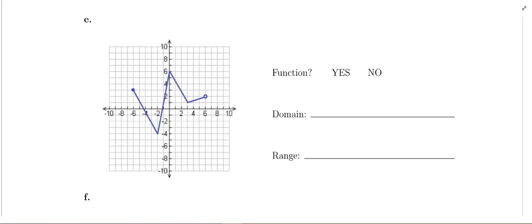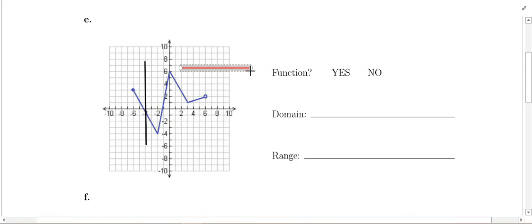In example 3e, let's first check to see if this represents a function. If we apply the vertical line test here, we are going to just draw various vertical lines and see how many times each vertical line intersects the blue graph. Okay, so if I drew that black vertical line, we hit the curve one time. I'll do another one. Again, the vertical line hits the blue curve one time.